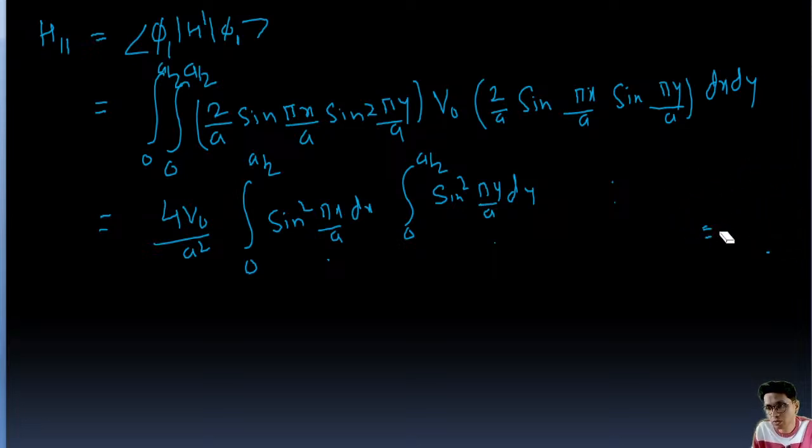Okay, so now we'll solve it, and after solving, the value we are getting is v0 by 4. You can try it. If you have any issue, you can ask me. Okay, very simple integration which we have already studied in 11th and 12th. So this is going to be v0 by 4. Okay, now we are going to find h12.